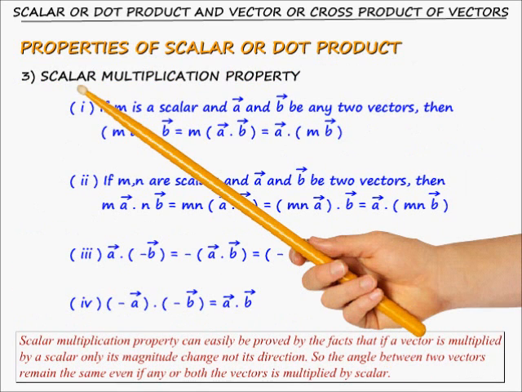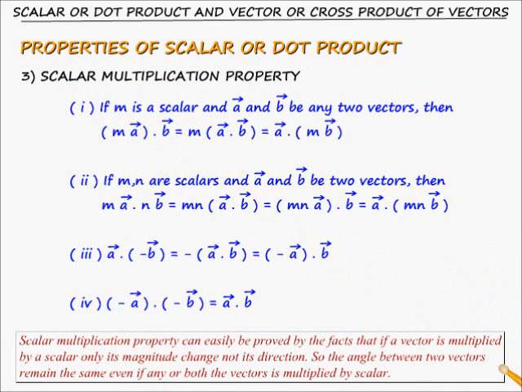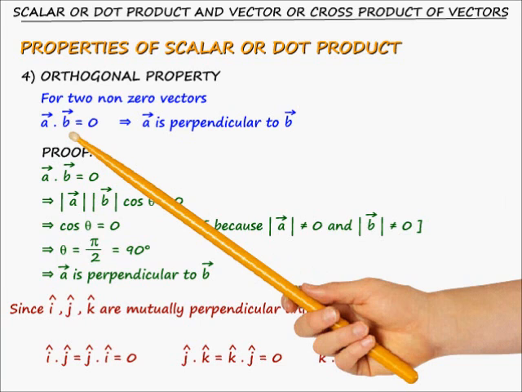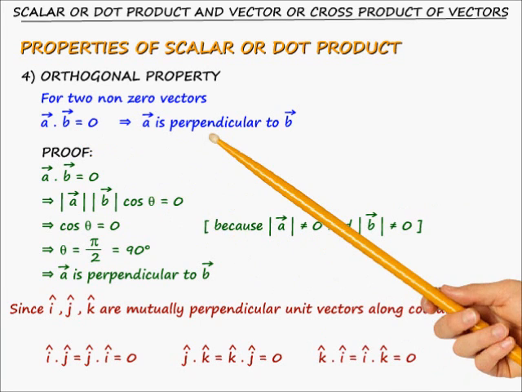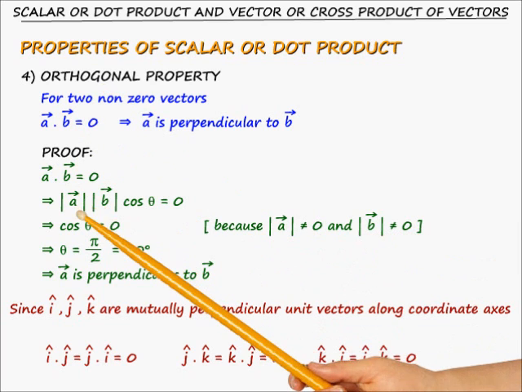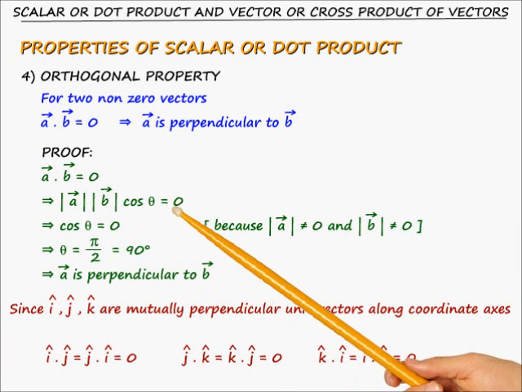Scalar multiplication property can easily be proved by the fact that if a vector is multiplied by a scalar, only its magnitude changes, not its direction. So the angle between two vectors remains the same even if any or both of the vectors is multiplied by the scalar. When the dot product of two non-zero vectors is equal to 0, then the vectors are perpendicular to each other. This is called the orthogonal property and can easily be proved by the dot product formula. A dot B equals mod A into mod B into cos theta, which is equal to 0.